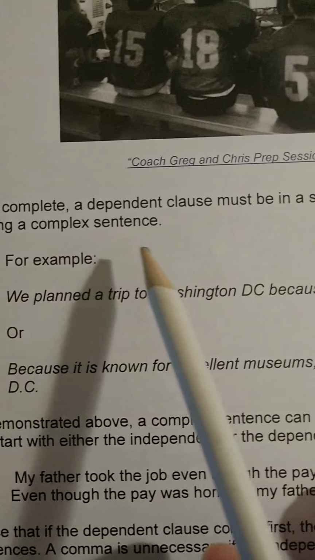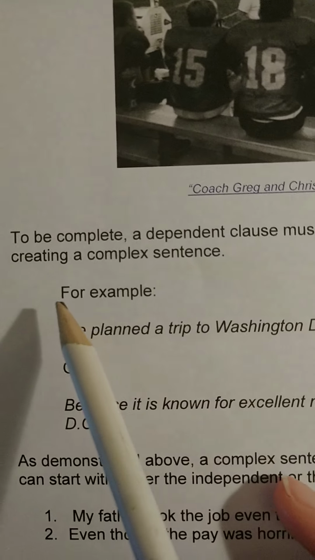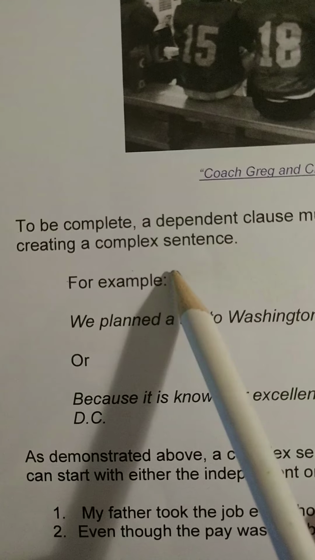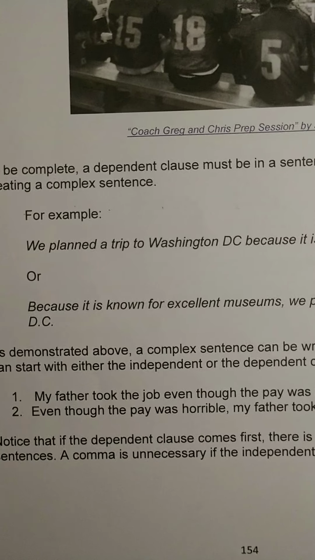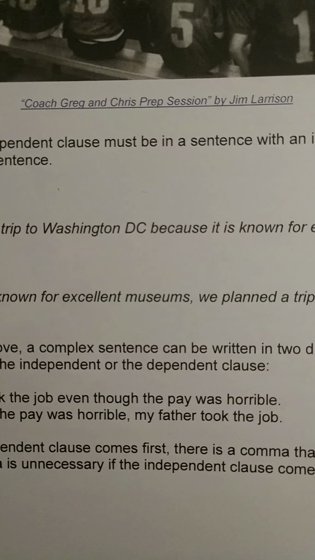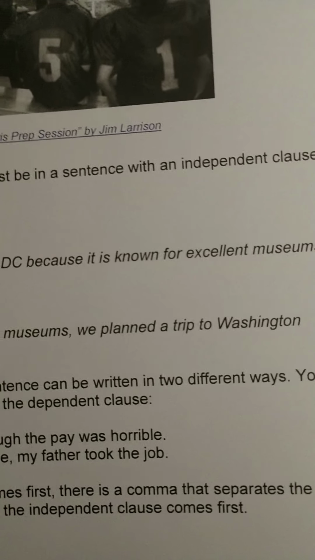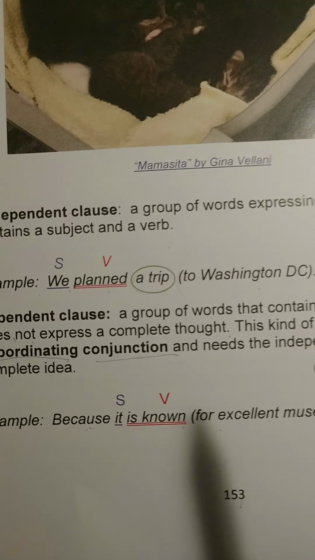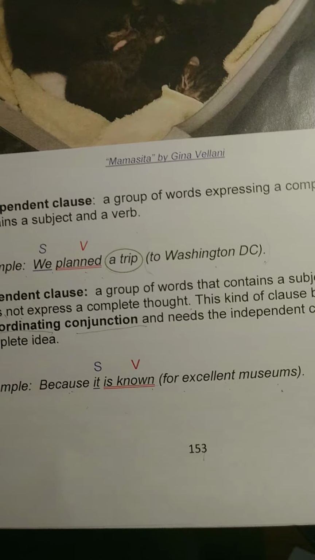Okay, so to be complete, a dependent clause must be in a sentence with an independent clause. Okay, creating a complex sentence. For example, let's see here. I'm sorry about, you can just read in your book. We planned a trip to Washington, D.C. because it is known for excellent museums. Okay, so that is the full sentence from page 153. We planned a trip to Washington, D.C. because it is known for excellent museums. Okay. All right.